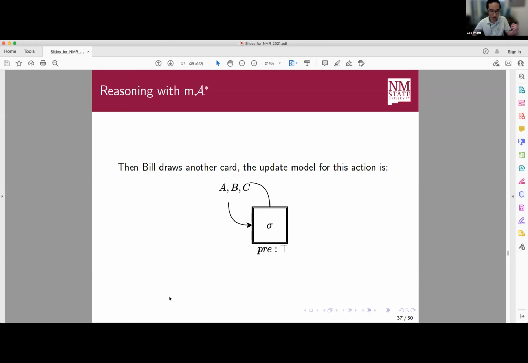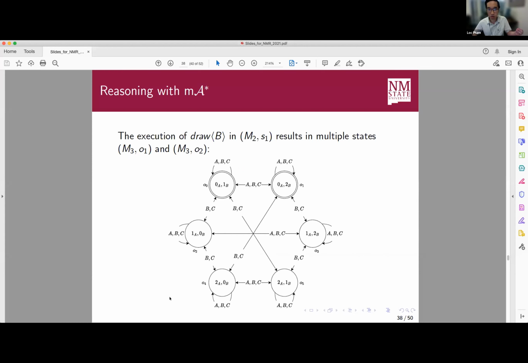Similarly, for the action where Bill draws the next card, the update model is still the same with one event, because everyone is a fully observer of this. Applying the cross product, we have two possible worlds right now. The first indicates that the card in Bill's hand could be 1, and the second indicates that the card in Bill's hand could be 2. And because Bill hasn't checked his card, he still considers both possible.